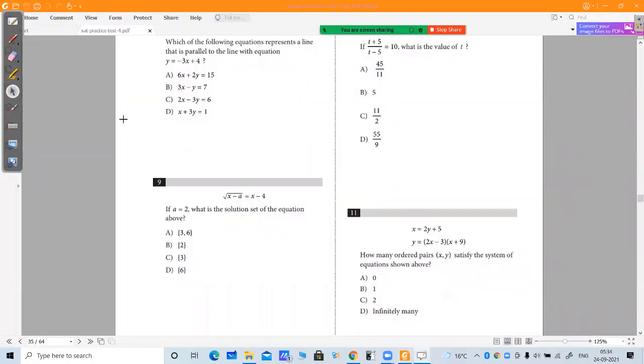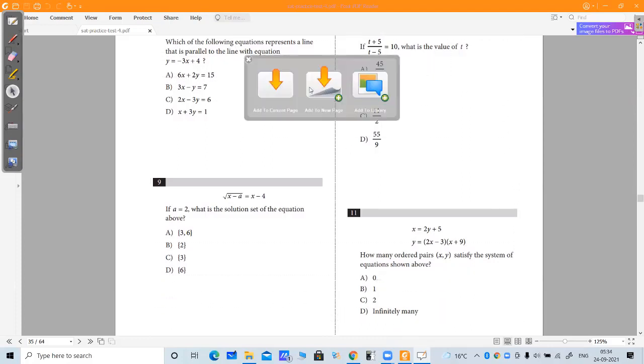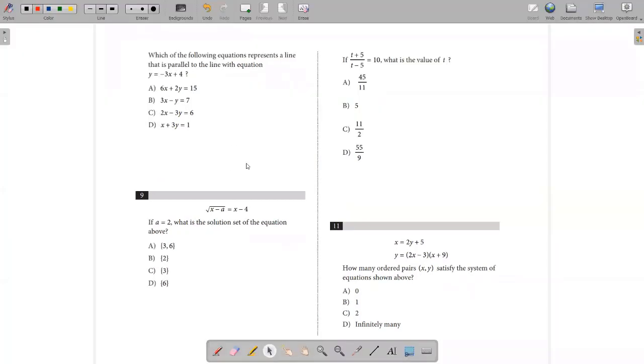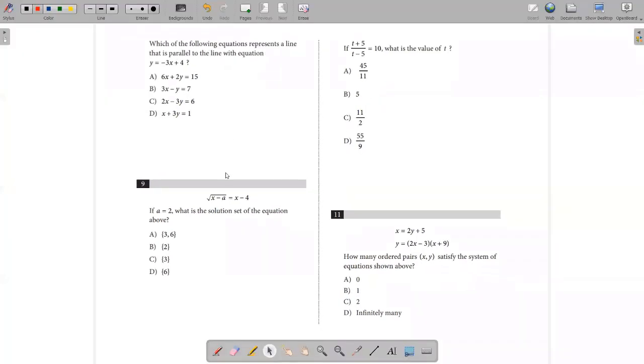Can you read it? Okay, so I don't know if I'm saying this correctly. I hope I am. So the square root of x minus 8 equals x minus 4. Correct. So if a equals 2, what is the solution to the set of equation above?